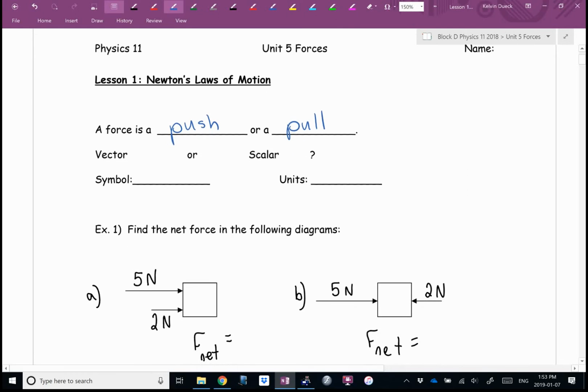Is force a vector or a scalar? This time in this unit, direction is going to start to make a big difference. Force is a vector. It matters which way you push on something. What would be a good letter to use for force? Capital F. Although since it's a vector, I should put the vector symbol above it.